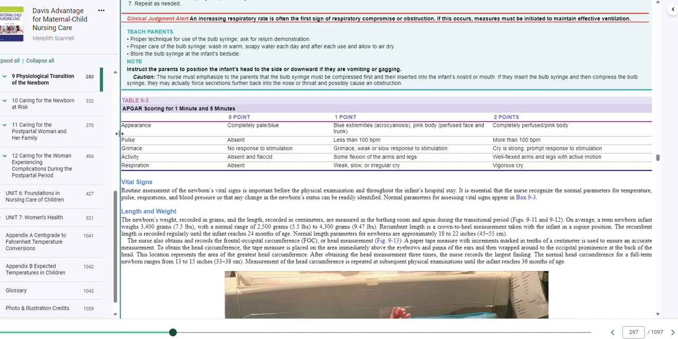But this score chart right here in your book on page 297, you need to have this table 9.3 memorized, every single category memorized. You will have questions on your test on how to configure an APGAR. I gave you a sheet on that. I need you to practice more questions like that, okay? Because you'll be having to figure one out.